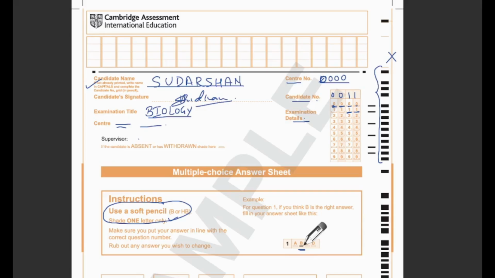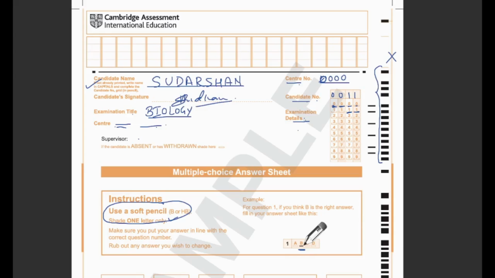You need to sign below your name, that's the candidate signature. Examination title, center name, center number, candidate number and exam details will all be printed here. If they are not, you need to write them. Examination title, Biology May-June series, center name, center number and candidate number will be on the statement of mark entry, and then you need to bubble it.